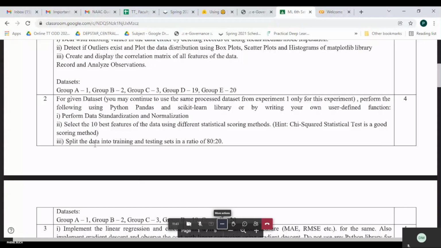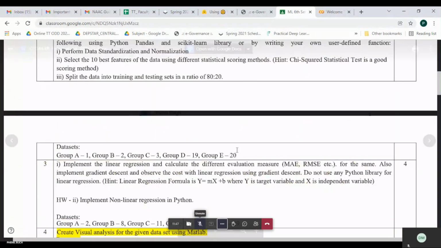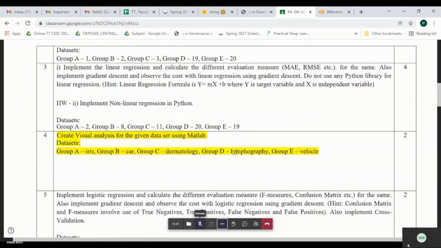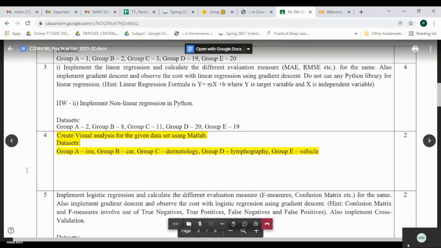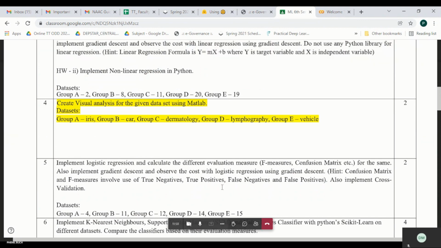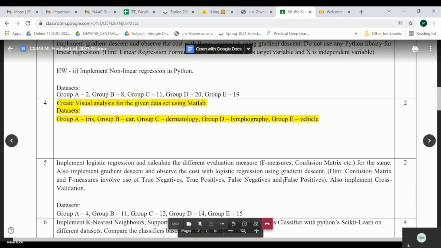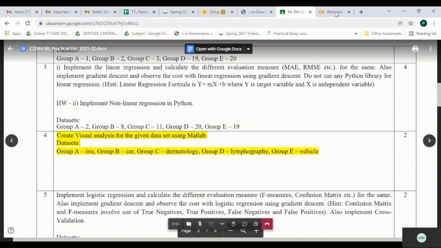So can anyone tell me what was done in the last lab? Which practical? Remaining, right. Okay, so let us do that. Let us complete that with one.